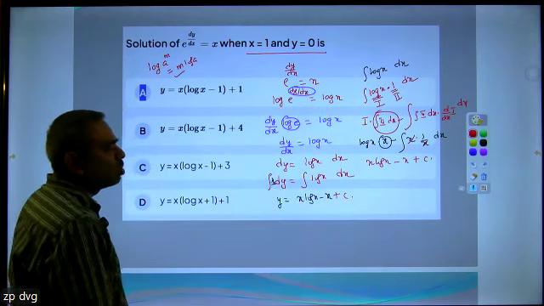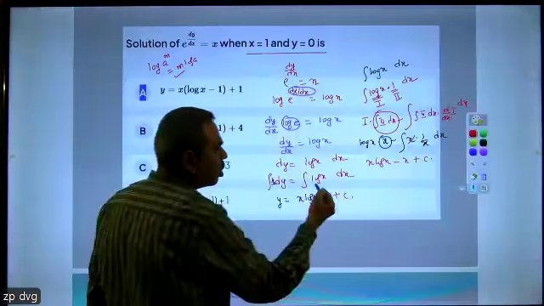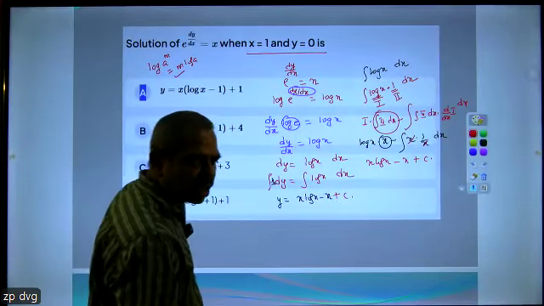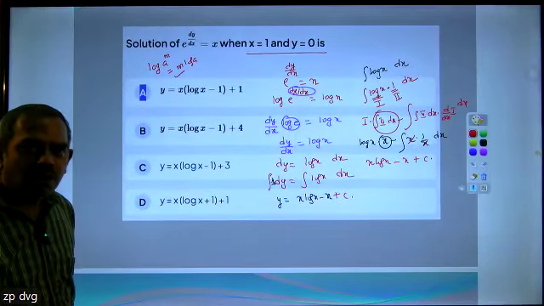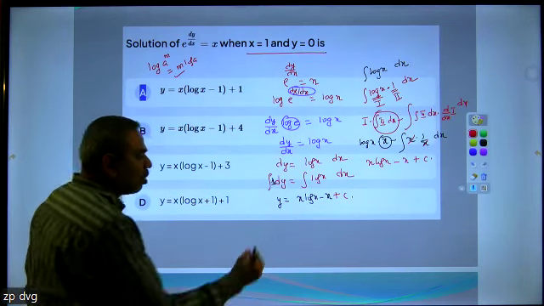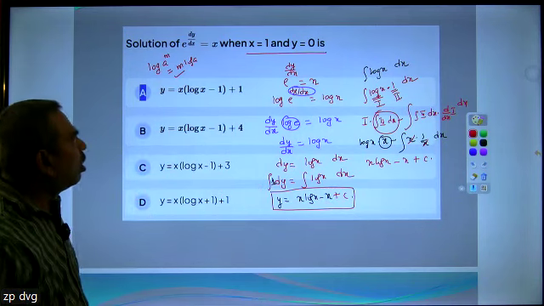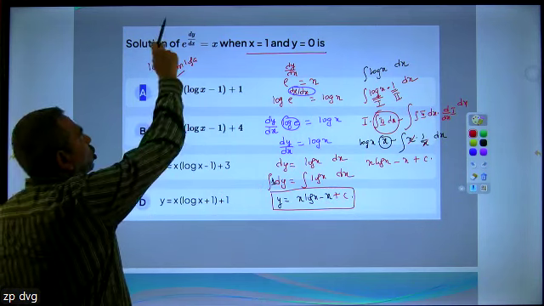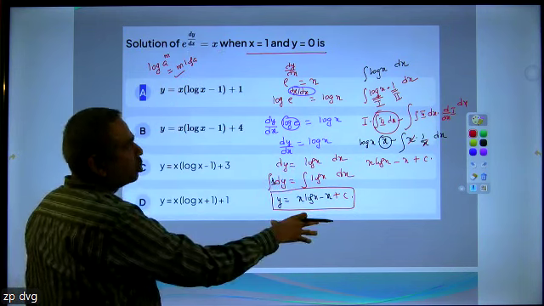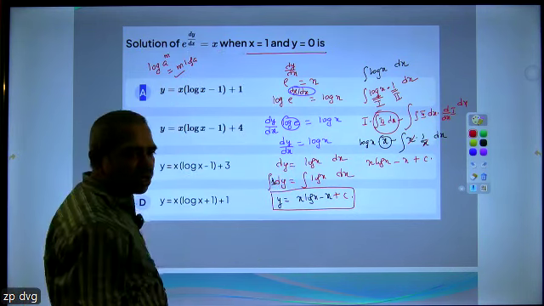So this is how we have to do. Instead of doing this entire thing, try to remember the integration of log x formula directly. It is x into log x minus x. Is it clear? Now, this is our solution. He says that he wants the solution under these conditions.